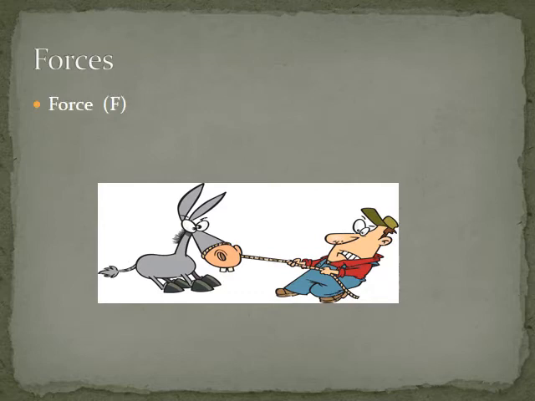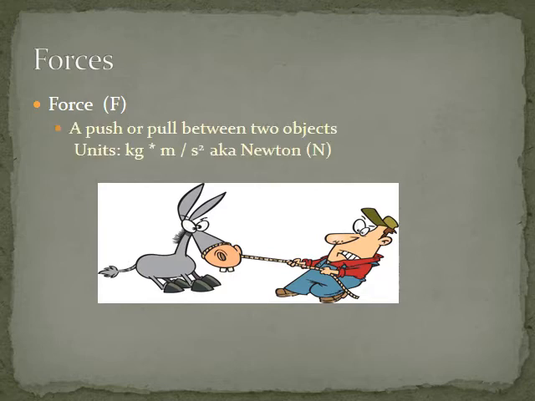So for starters, force is a new variable. We're going to use the letter capital F to represent forces. And there will be lots of subscripts for different kinds of forces, just like we had subscripts for different kinds of energy in the last unit. Force is defined as a push or pull between two objects. And the units of force are really ugly. They are kilograms meters per second squared. But the good news is that physicists are lazy and they don't like writing all that out, so they have a shortcut unit, which is the Newton. So we measure forces usually in newtons.